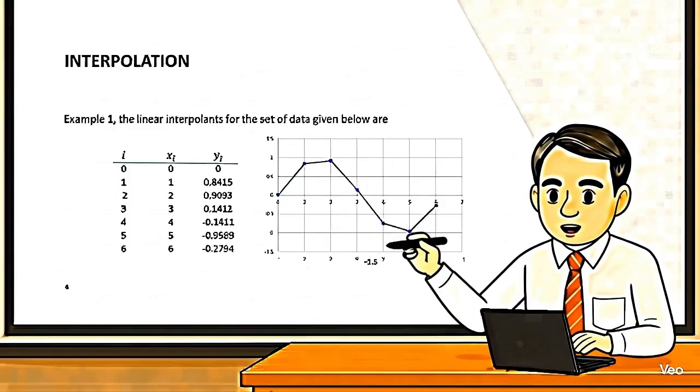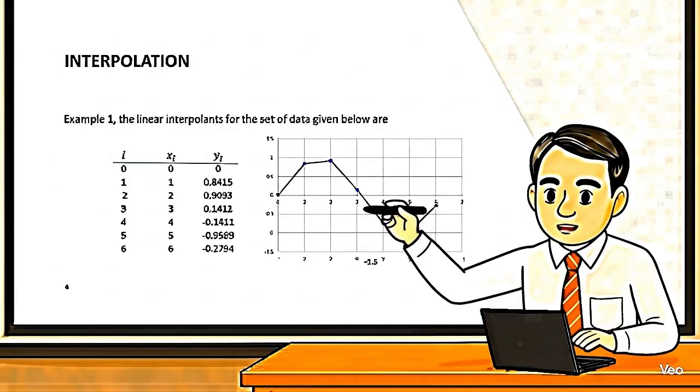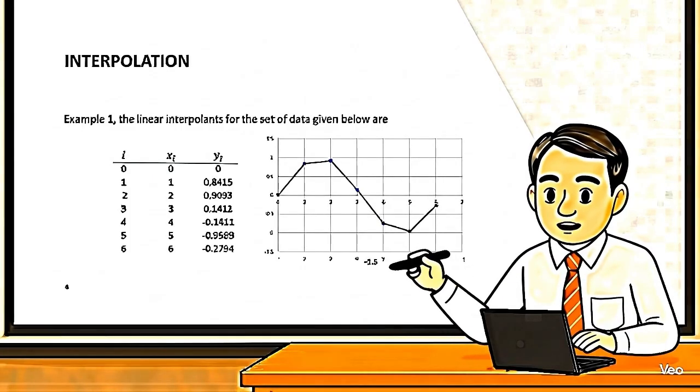So we will use the y data of these 2 points: y1 is 0.8415, y2 is 0.9093. Now we can plug these values into our linear interpolation formula. Then we have y equals 0.87. So the interpolated value for y when x is 1.5 is approximately 0.87.